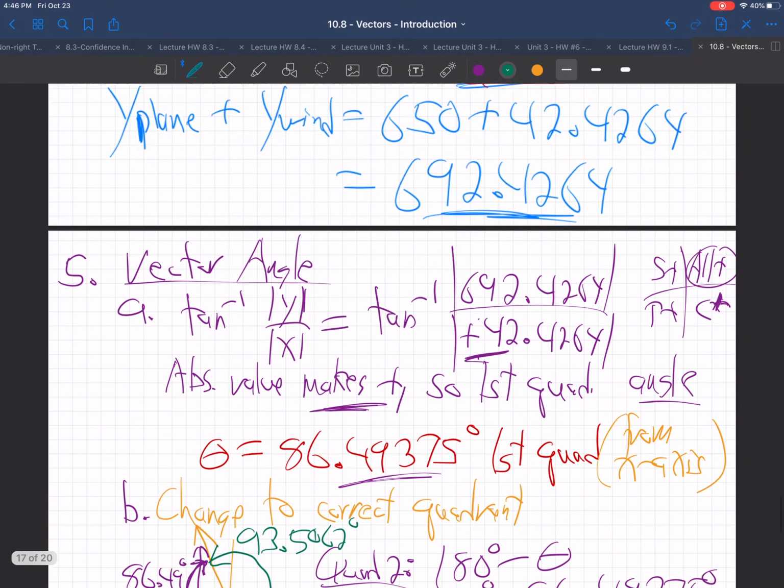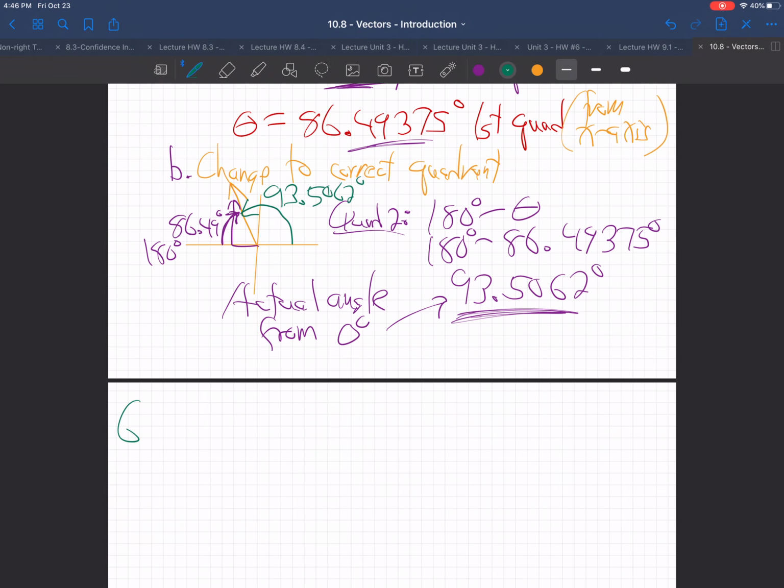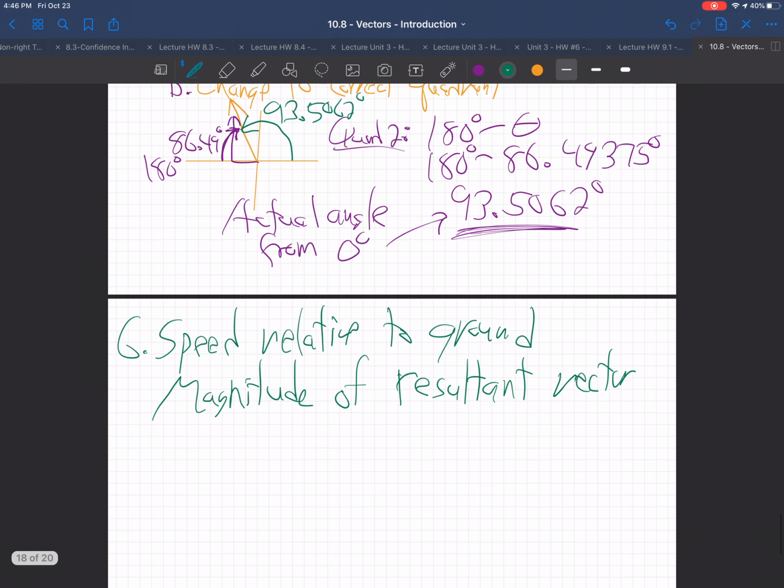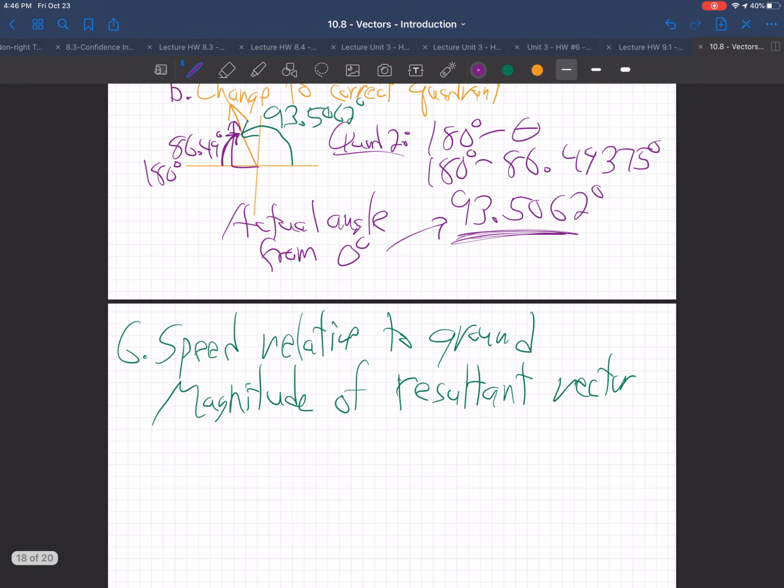That's the magnitude of the resultant vector. So this is a long problem. Final step: speed relative to ground is the magnitude of the resultant vector. How do you find the magnitude of a vector? Square root of x squared plus y squared. That's like the Pythagorean theorem.